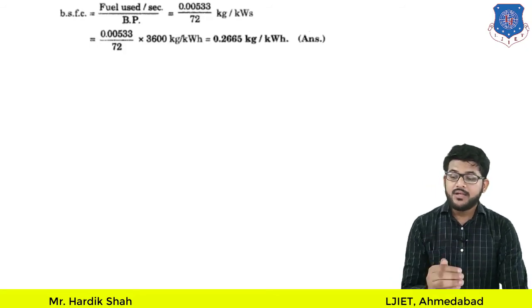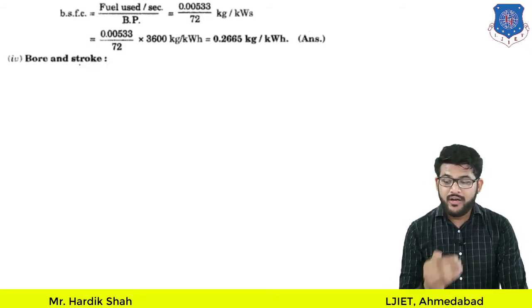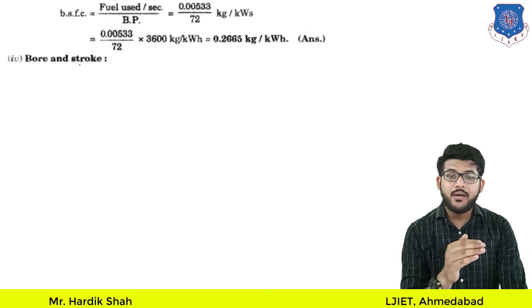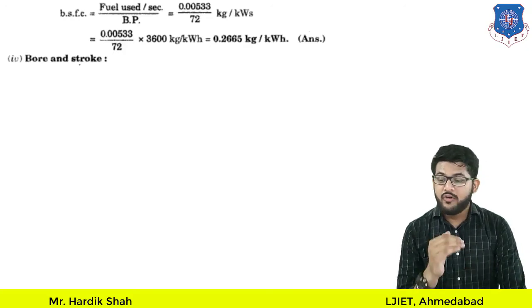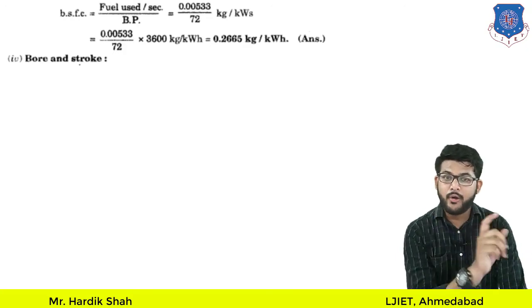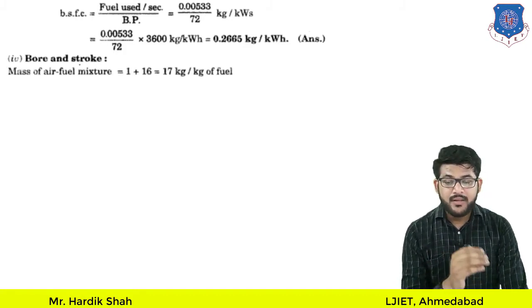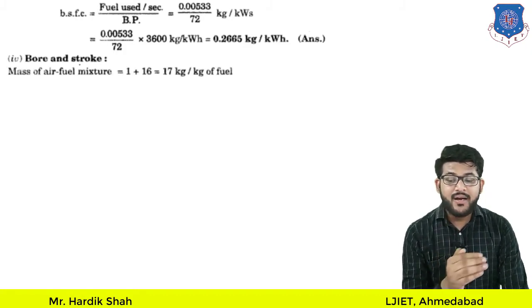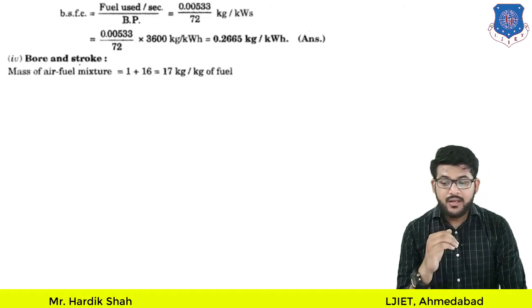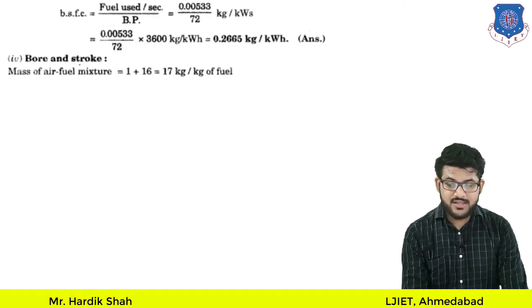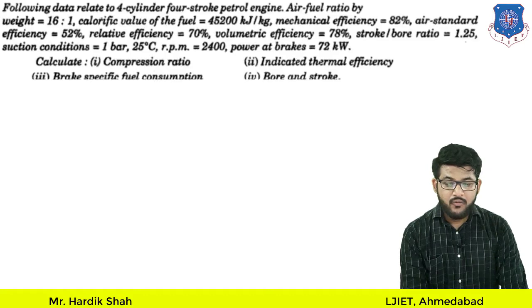Fine. Third step. Now what do we need to find? We need to also find bore and stroke. Okay, so what is bore and what is stroke? It is diameter and length. Fine. So for bore, we need the mass of air and fuel. We are given the ratio. Okay, so just let me show you once again what we are given.